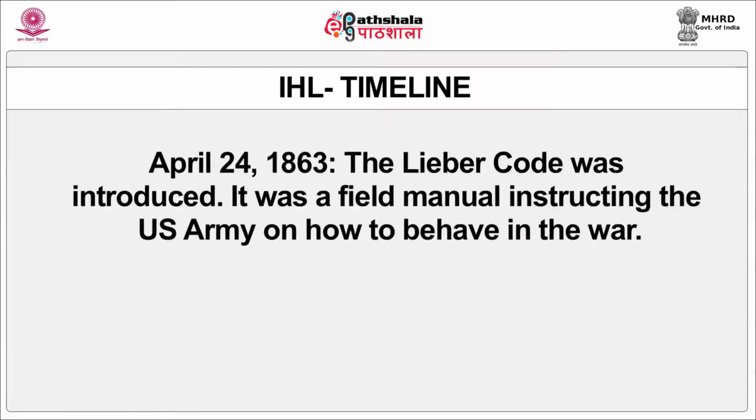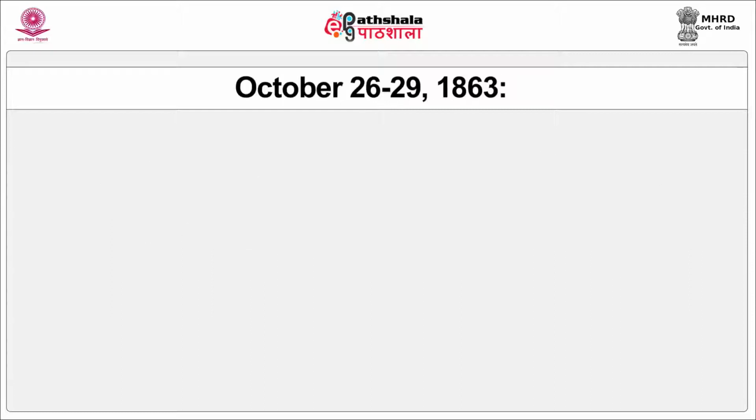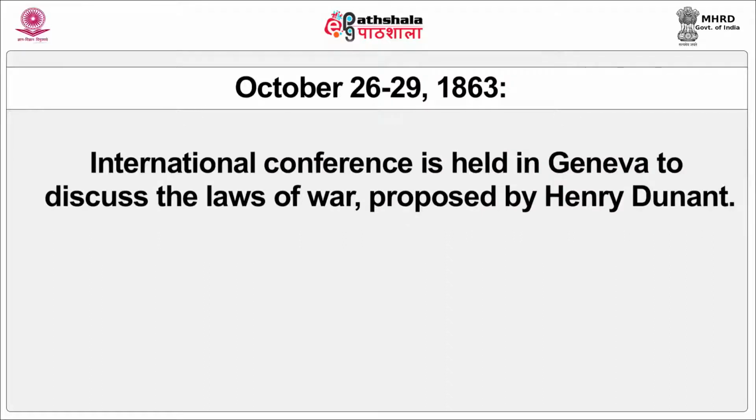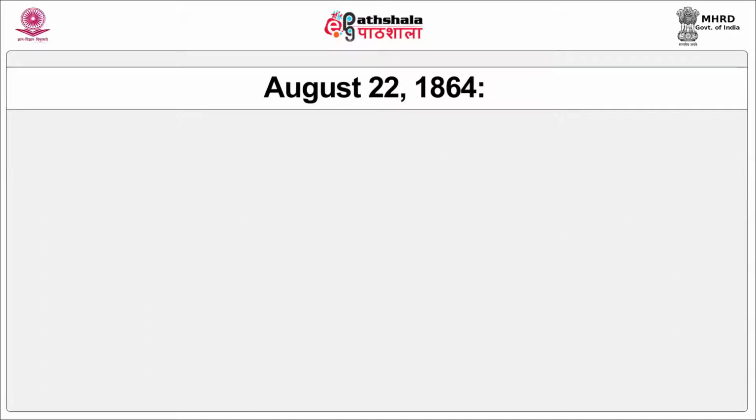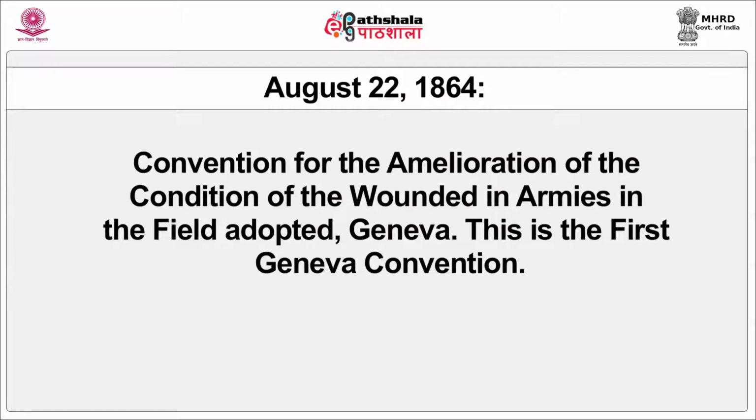IHL timeline. April 24, 1863: The Lieber Code was introduced. It was a field manual instructing the US Army on how to behave in war. October 26-29, 1863: An International Conference is held in Geneva to discuss the laws of war proposed by Henry Dunant. August 22, 1864: The Convention for the Amelioration of the Condition of the Wounded in Armies in the Field is adopted in Geneva. This is the first Geneva Convention.